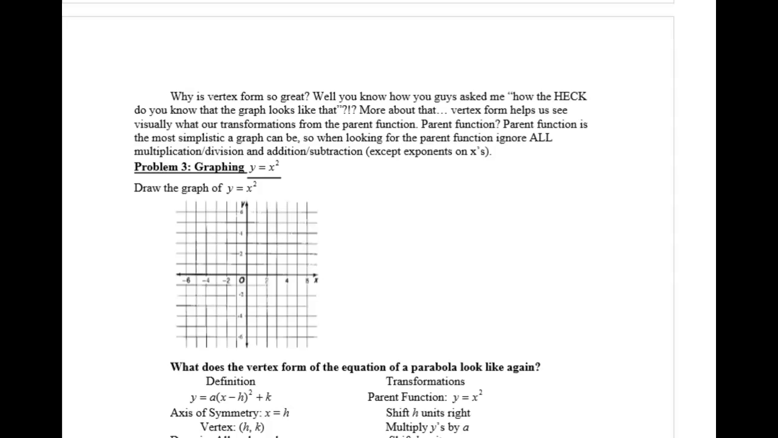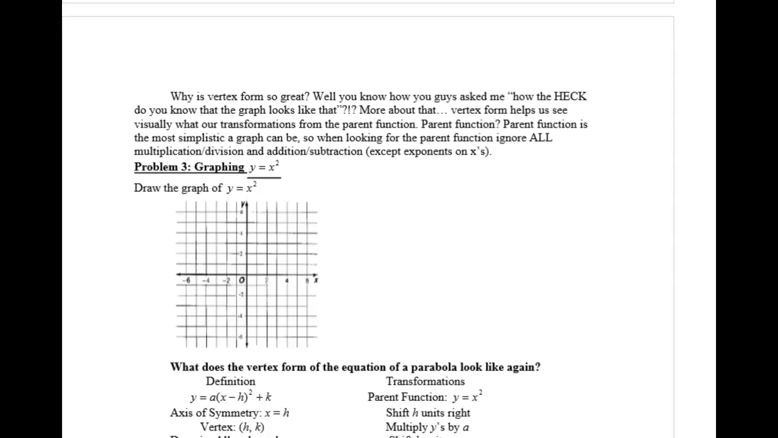Alright, so why change to vertex form? Why is this form so great? Well, you know how you guys always ask me how the heck do you do graphs like that, and how do I visualize a lot of things? More about that. Vertex form usually helps us see visually what our transformations are going to do to parent functions.